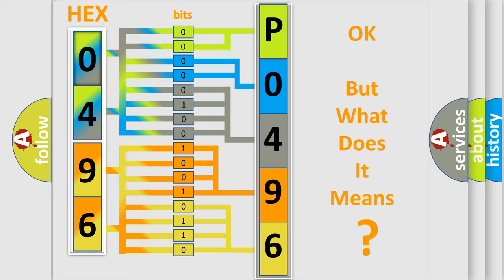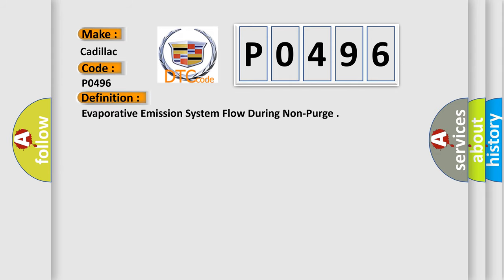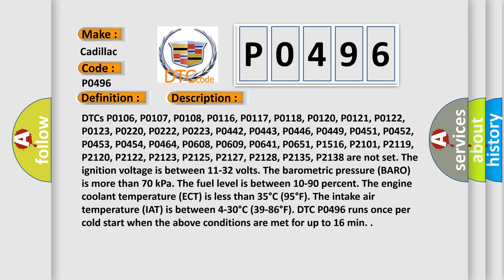The number itself does not make sense to us if we cannot assign information to what it actually expresses. So, what does the diagnostic trouble code P0496 interpret specifically for Cadillac? The basic definition is evaporative emission system flow during non-purge. And now this is a short description of this DTC code.